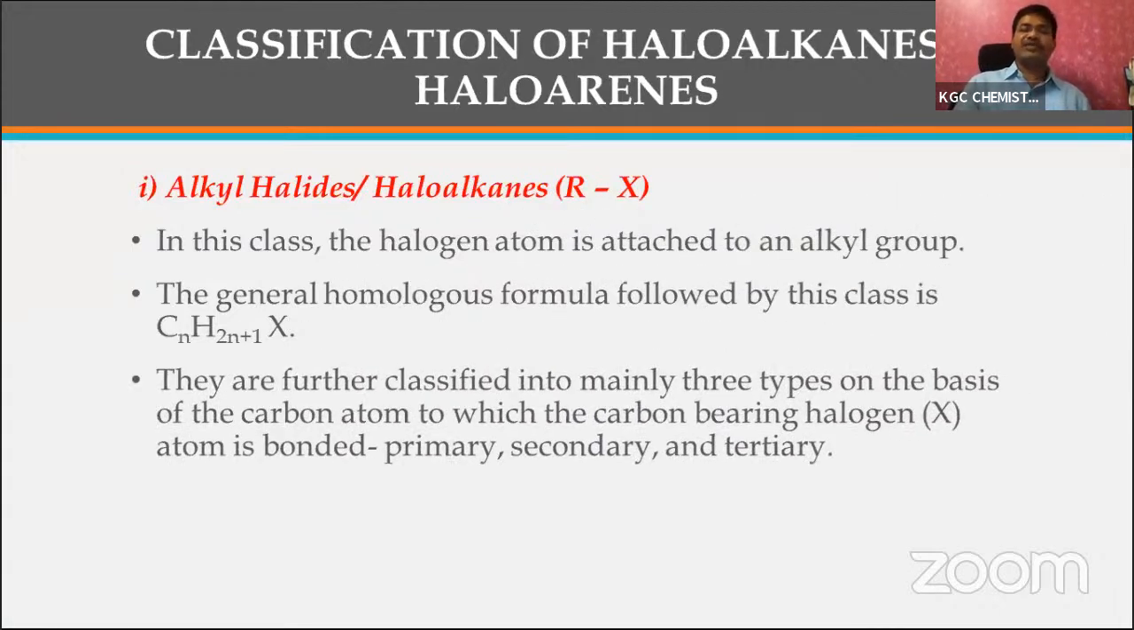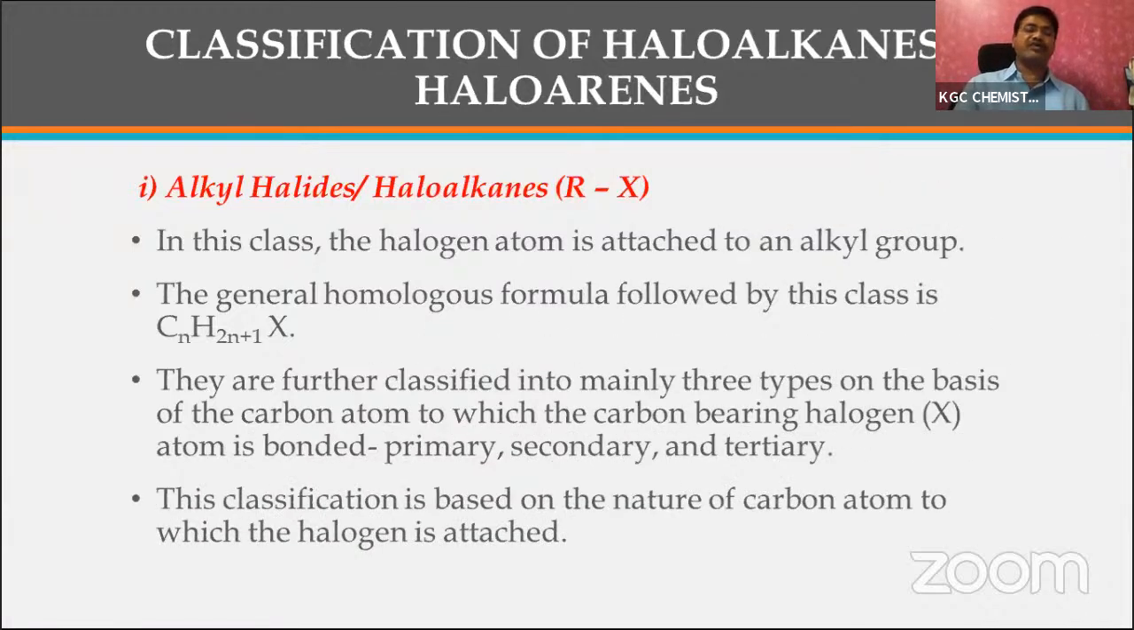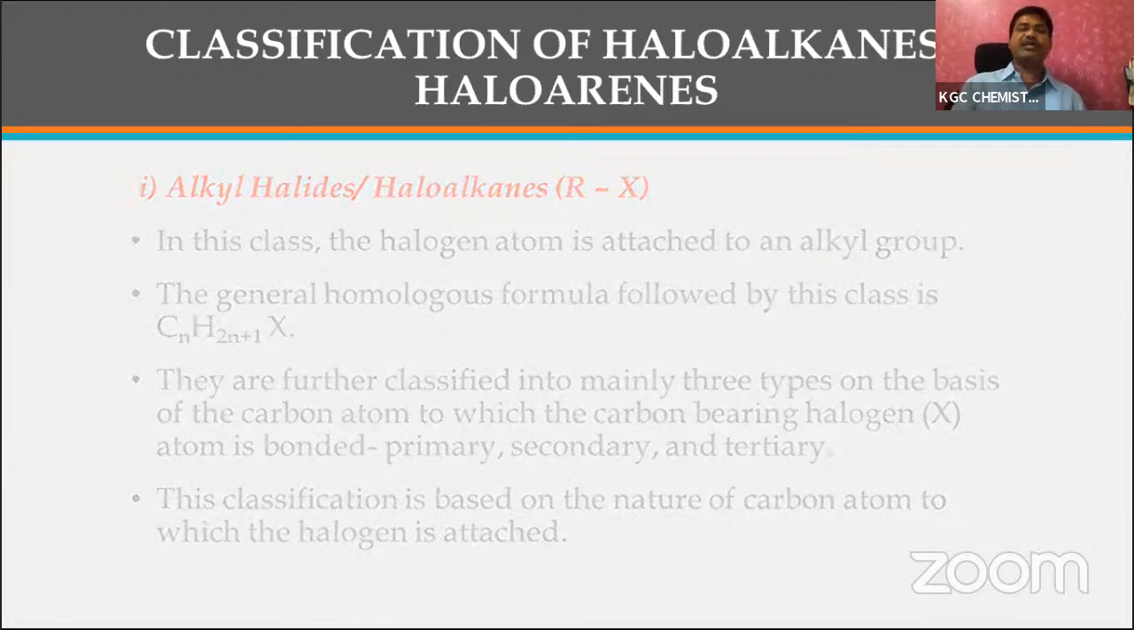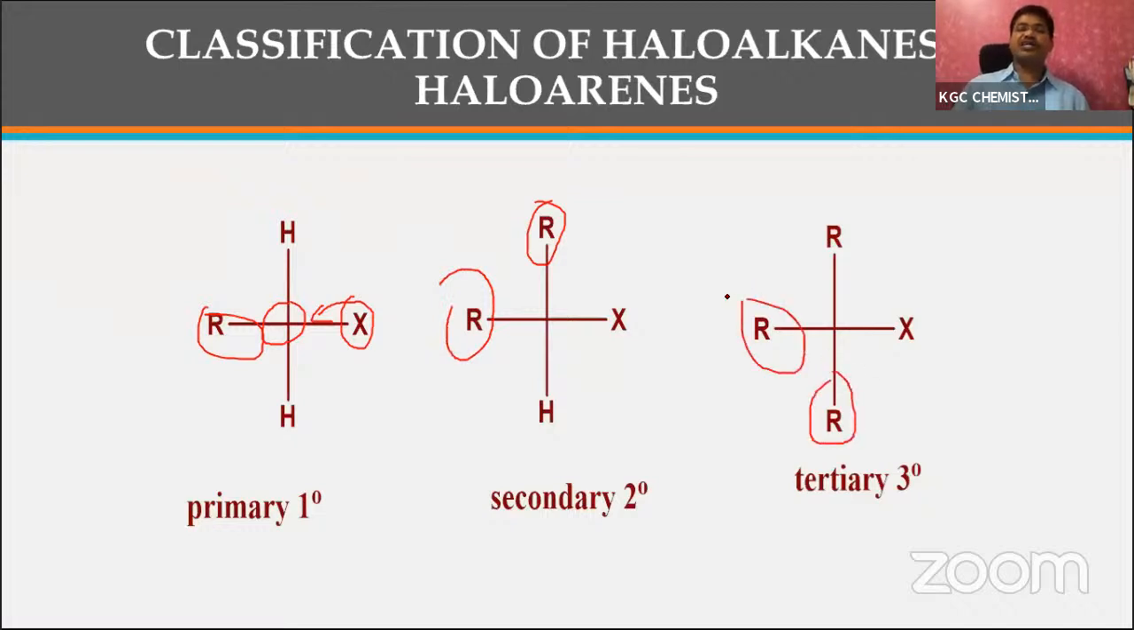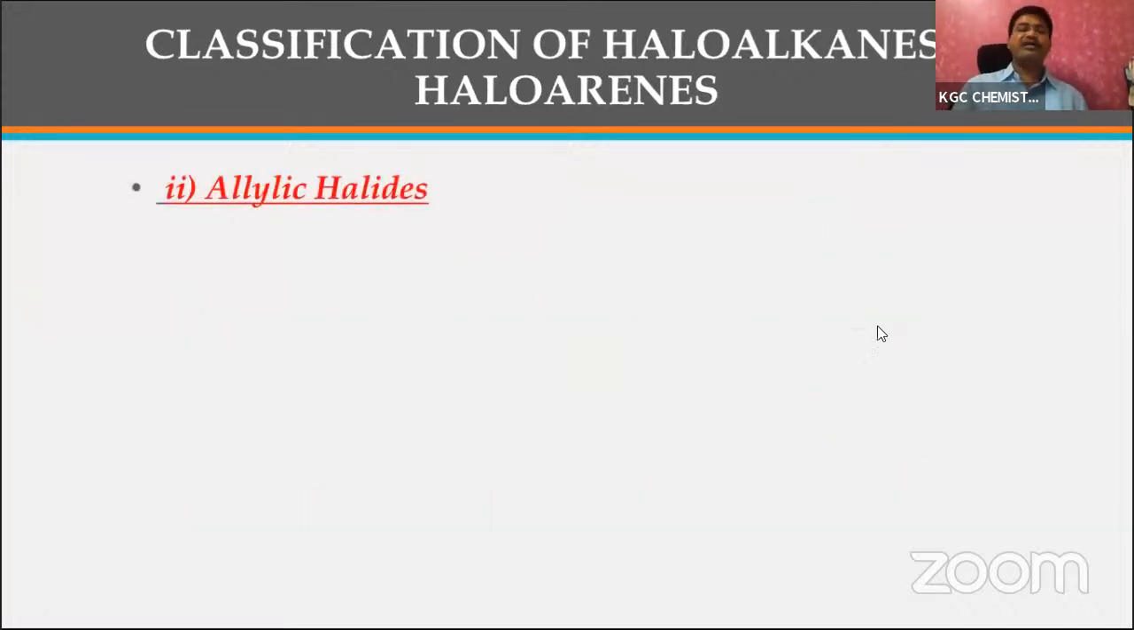They are further classified into mainly 3 types on the basis of the carbon atom to which the halogen is attached: primary, secondary, and tertiary. Just now I told you, this classification is based on the nature of the carbon atom to which the halogen atom is attached, whether it is primary, secondary, or tertiary, like this. This is going to be primary. We are looking at this carbon because the halogen is attached to this carbon. This carbon is attached to only 1 alkyl group, whereas here 2 alkyl groups, and here 3 alkyl groups. That's why primary, secondary, and tertiary.